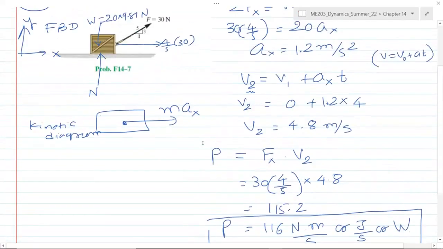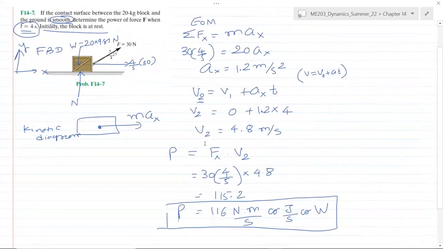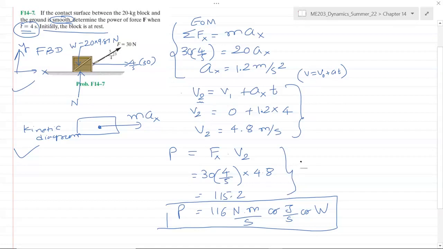So let's look at it one more time. We have drawn a free body diagram for this problem, and we have drawn a kinetic diagram. We applied the equations of motion from chapter 13. We applied kinematics from chapter 12, and then we applied the power equation, power as force times velocity, from chapter 14. Okay, and then calculated the final power.